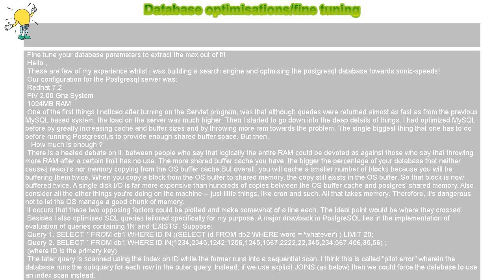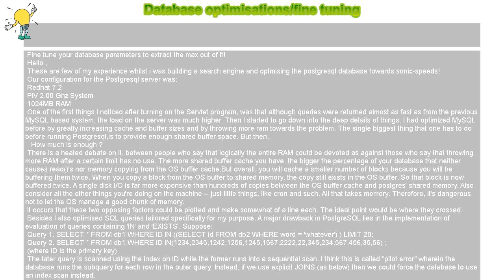There is a heated debate on it, between people who say that logically the entire RAM could be devoted, as against those who say that throwing more RAM after a certain limit has no use. The more shared buffer cache you have, the bigger the percentage of your database that causes neither read nor memory copying from the OS buffer cache. But overall, you will cache a smaller number of blocks because you will be buffering them twice.